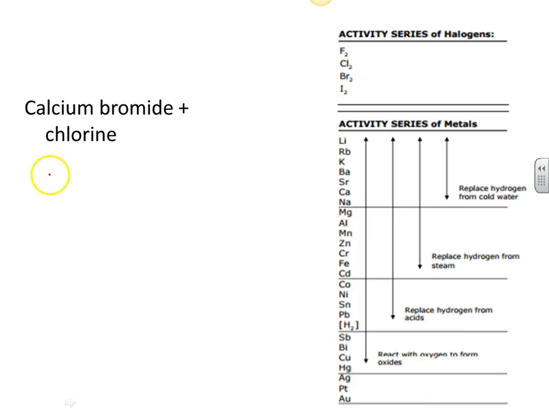And then the last one, we've got calcium bromide plus chlorine. This is going to be a gas. This is aqueous. We're seeing if chlorine can replace bromine. Chlorine is higher than bromine in the series, so this reaction does occur to give calcium chloride plus bromine. And it's balanced as written.